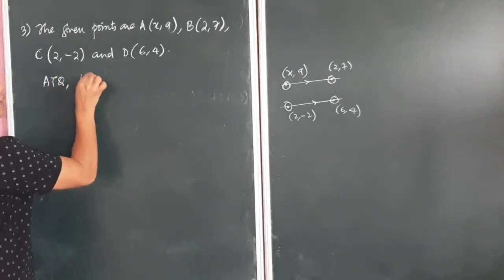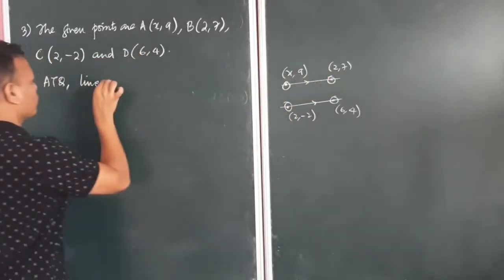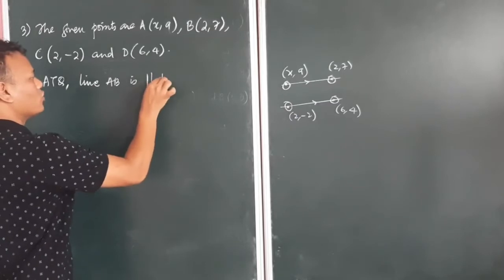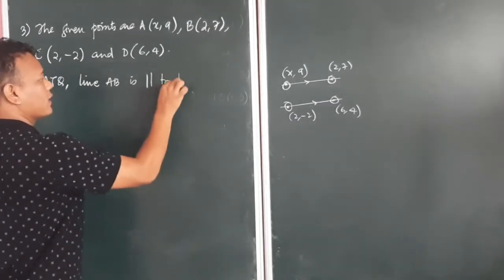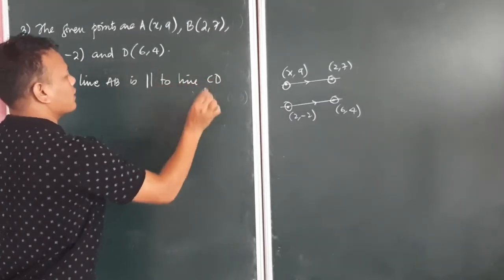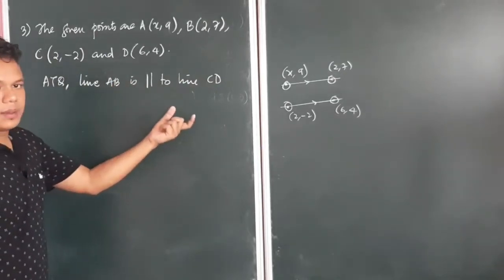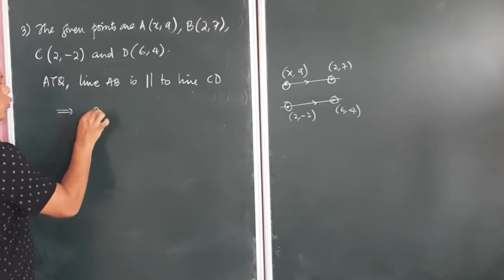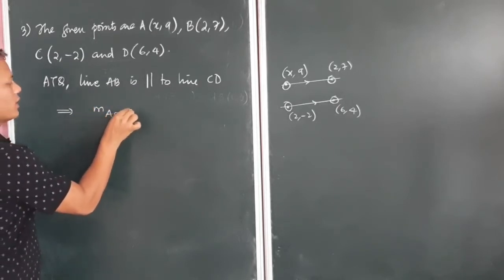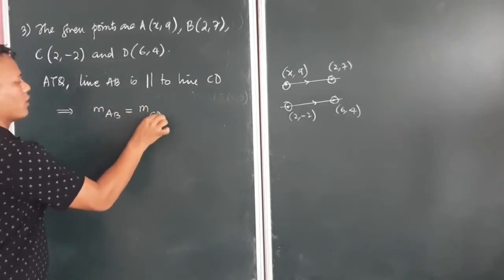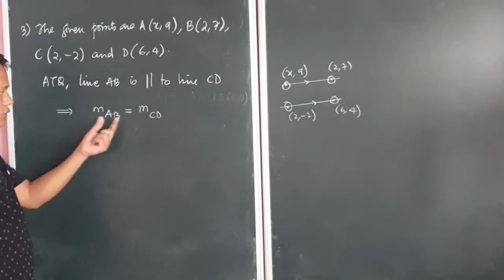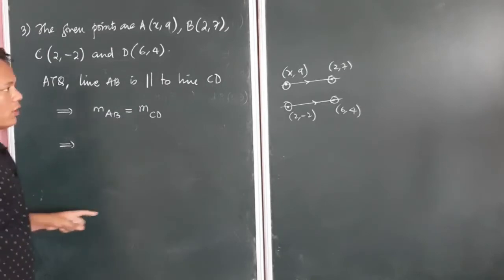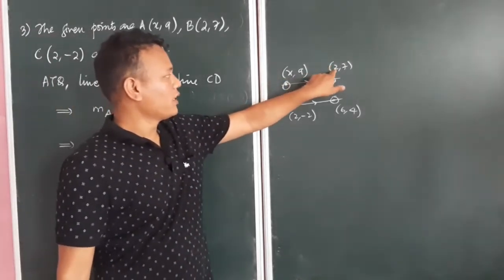this is my A and B, so I can say line AB is parallel to line CD, right? And we know that lines are parallel to each other if the slope of one line equals the slope of the other line. So that's what we have understood. Now let us find the slope of AB. This is my (x1, y1), this is my (x2, y2).